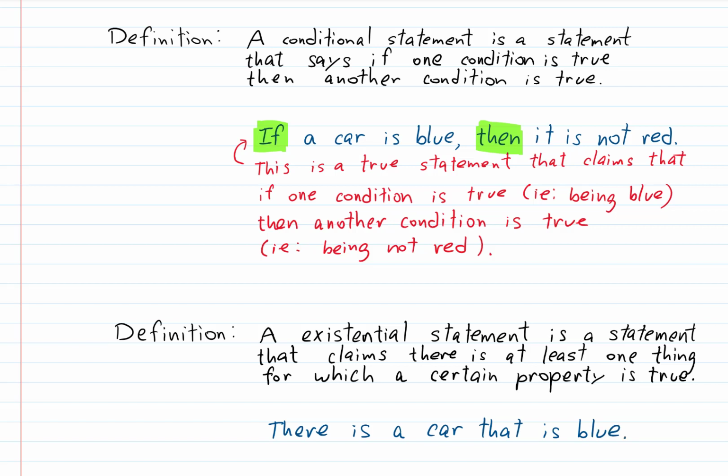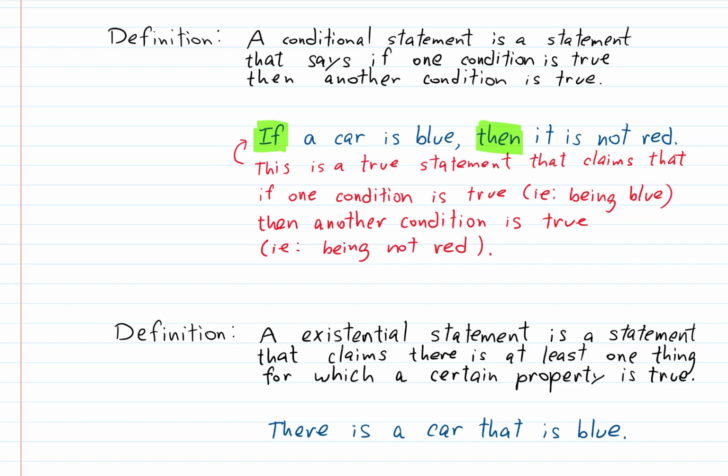Now, let me say a couple things about that. When I say there is a car that is blue, I'm not saying that, picture somebody that's pointing to a car and saying, there, right there is a car that's blue. That's not what I mean. I mean, there is a car that is blue, meaning there exists a car that is blue. Okay? I'm not pointing to it. I'm just saying that one exists. There is one.